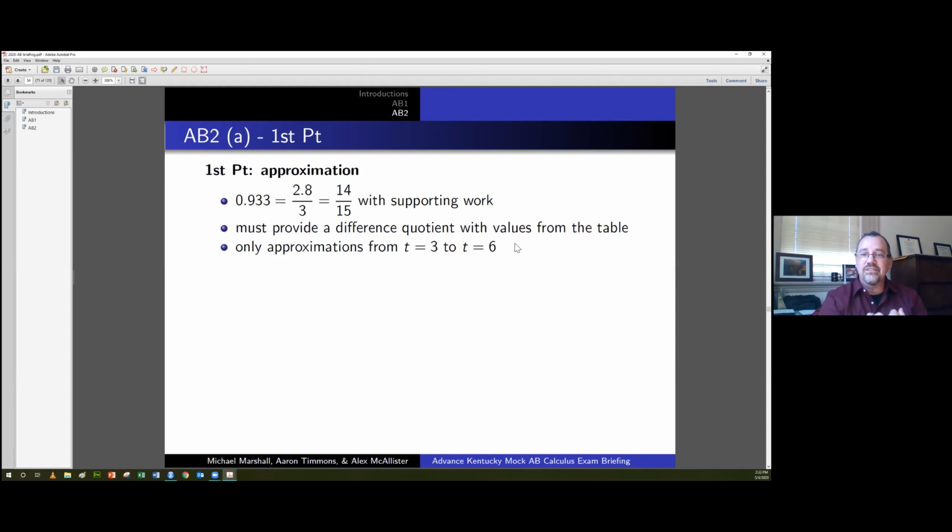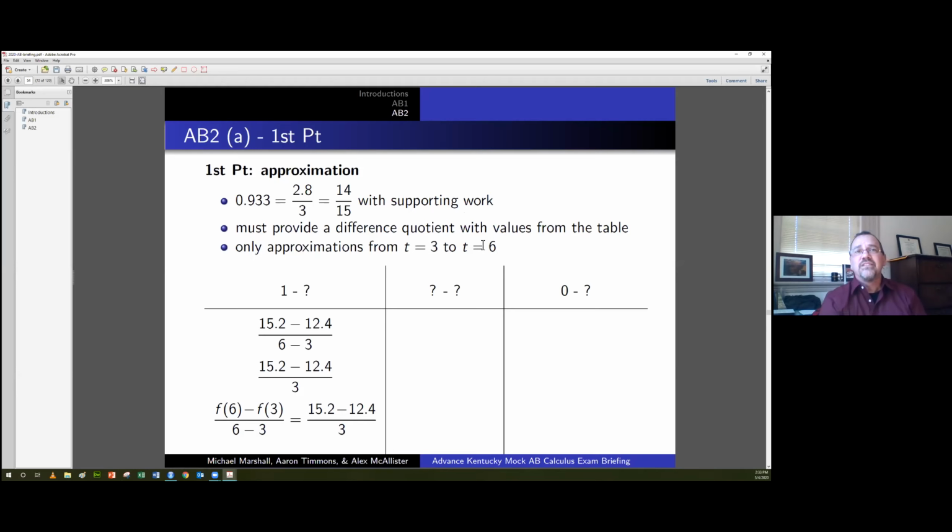And those are those closest input values on the table. So I wanted to show you things that might earn this first point. And again, the one is they've got it. The question mark is, well, we'll see what happens in the interpretation. Here are some things. I'll look at some ambiguous versions and then things that will not earn.